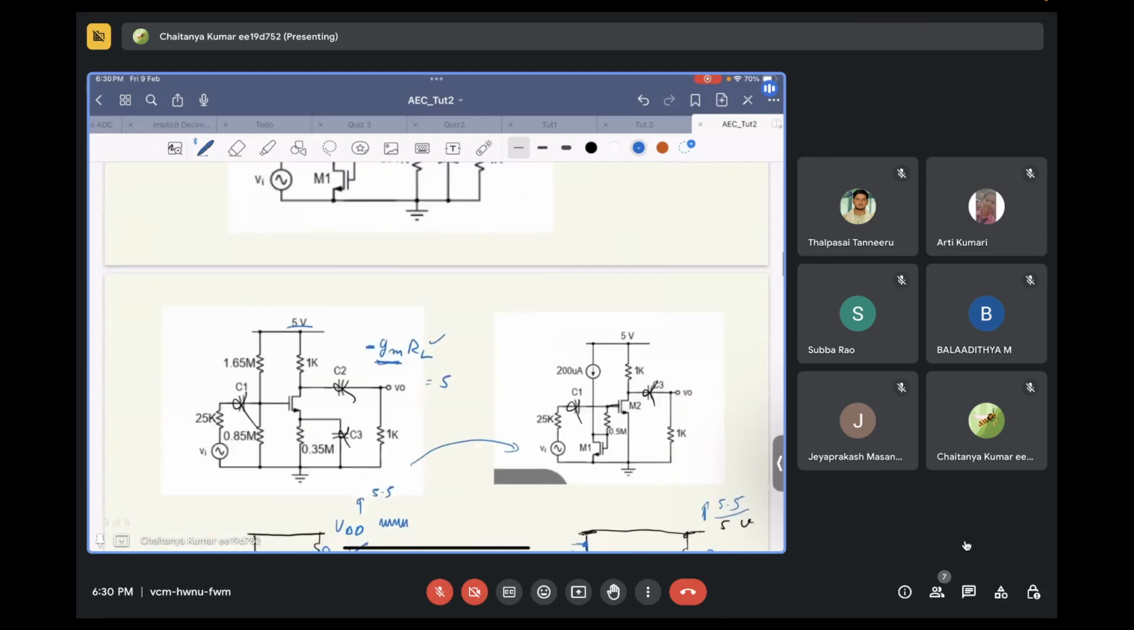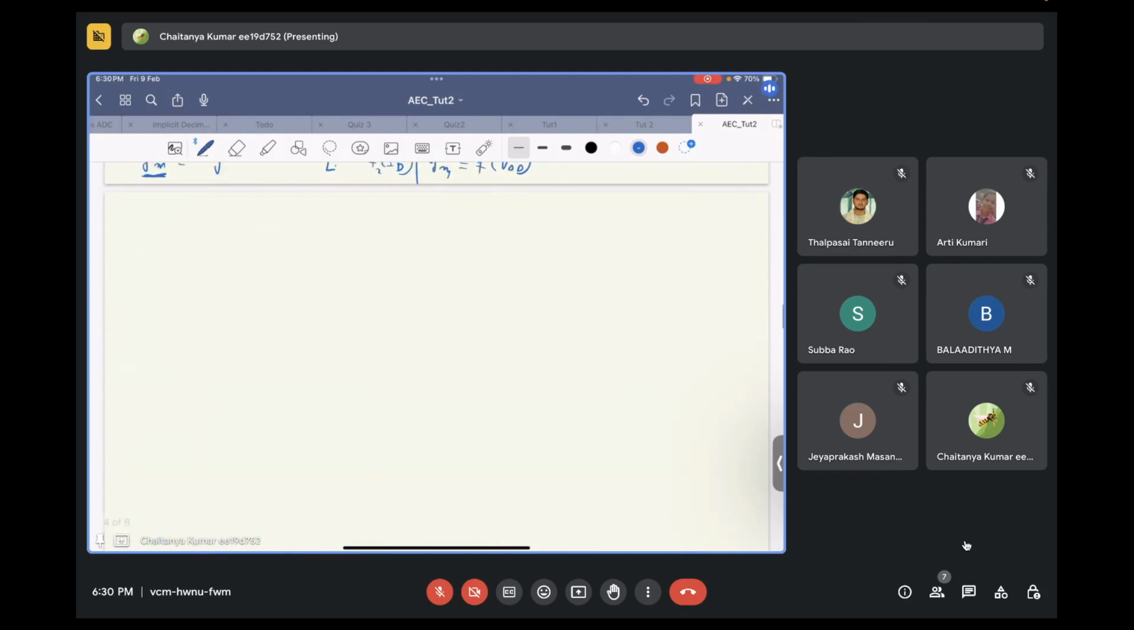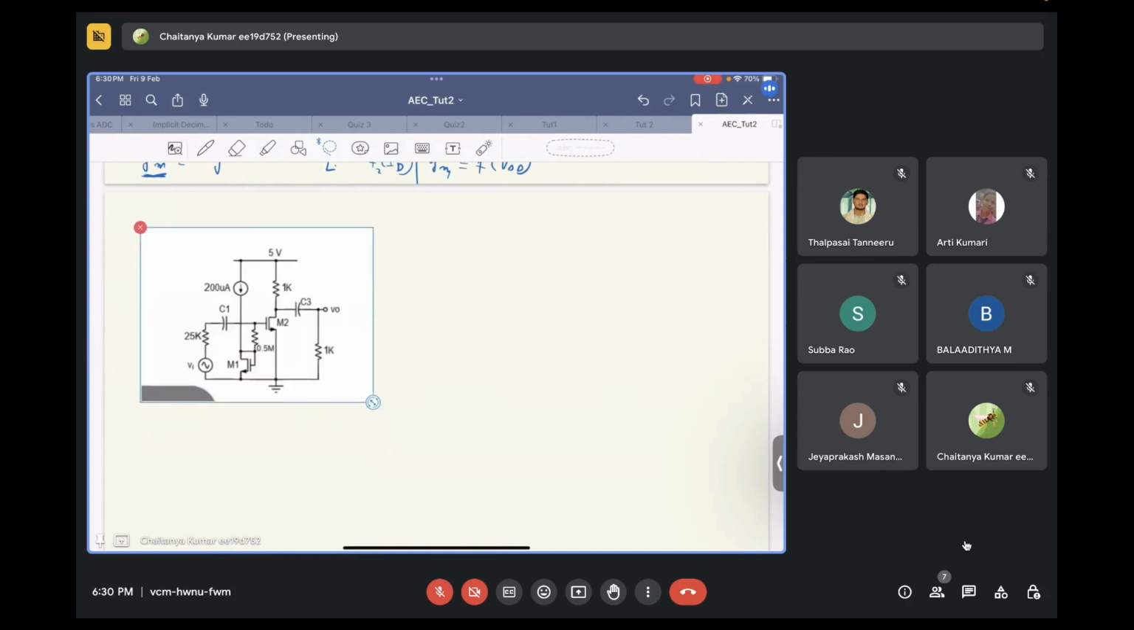Now, this thing is clear, right? What is the benefit from moving from the first circuit to the second circuit? Yes, sir. Clear, sir. Now we will see what happens when we move from the second circuit to the third circuit.